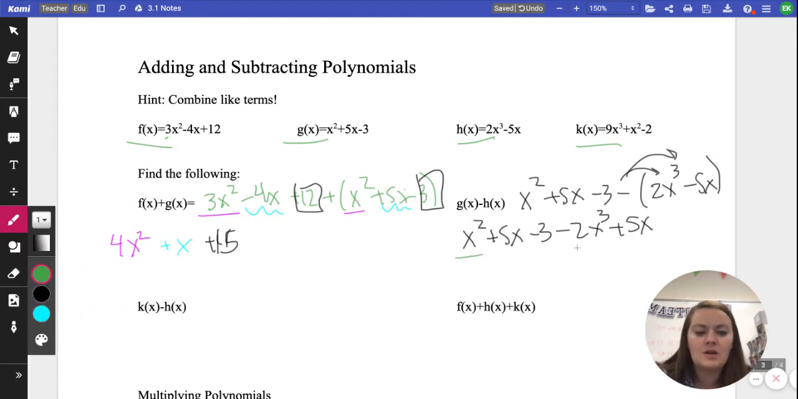So I can count my x squared. I don't have any other x squareds, so I'll just leave it as x squared. Then I have 5x and 5x, so I have 10 x's. And I have negative 3 and nothing else. And then I have a negative 2x to the third. And there's no other x to the thirds. And because this is a positive x squared, I can put a plus sign right there. Okay, and that's how you do it.